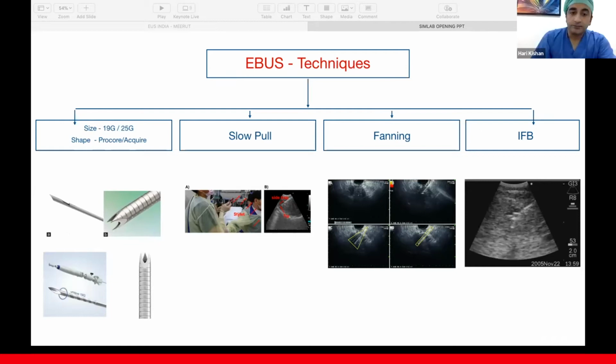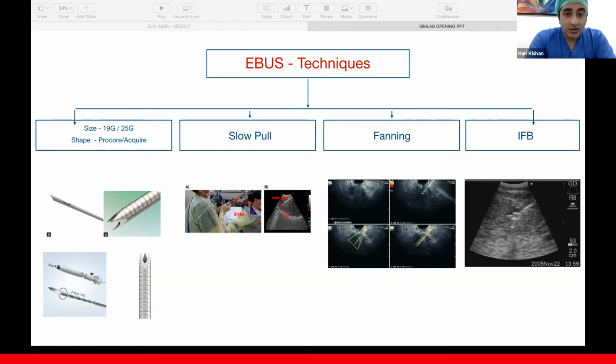I'll explain. So size is already being discussed in the gastro departments. There is a lot of difference between the 19 gauge and 25 gauge needle shape. Also, we are getting the ProCore needles and Aqua needles coming up recently. We will see whether each of these techniques makes a difference or not when it comes to not only diagnostic yield, but also giving a better tissue for next generation sequencing and other molecular testing.